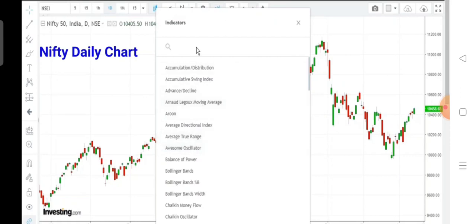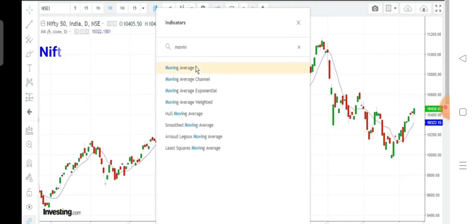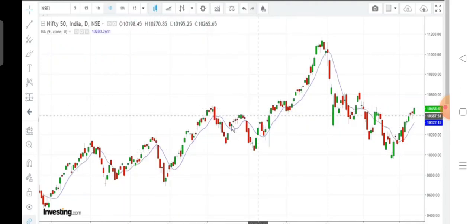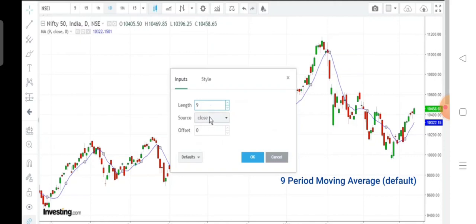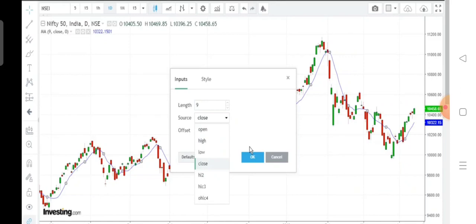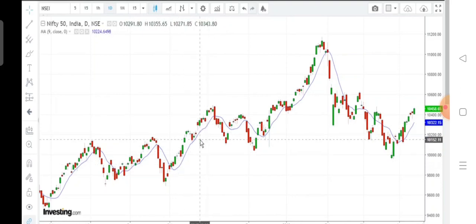First we put in a moving average. This is a simple moving average that will be selected, and we select moving average here. Here it is showing a 9 period moving average as a default. We can go here and change the periodicity, and we can select open, high, low, close and many other kinds of prices for plotting the moving averages. Now let us remain at the default value only, and as we can see, the shorter term moving average normally follows the price.